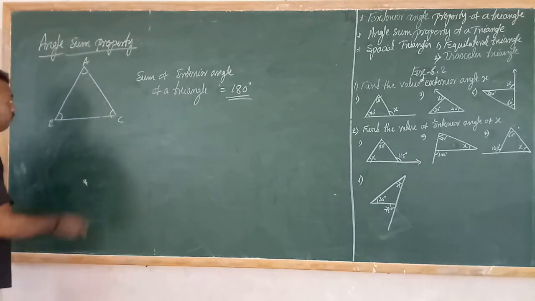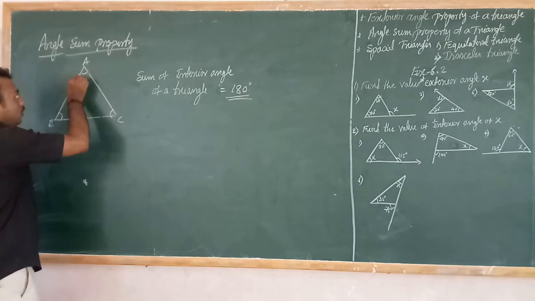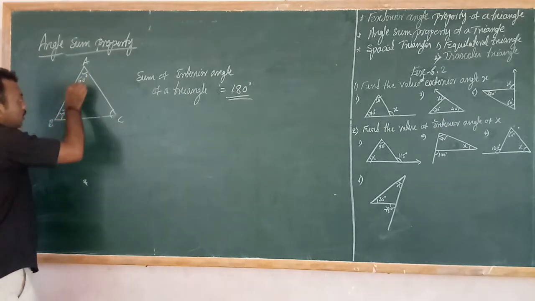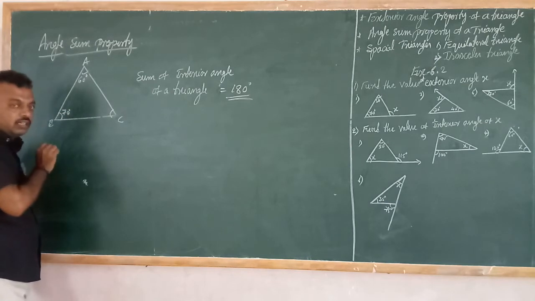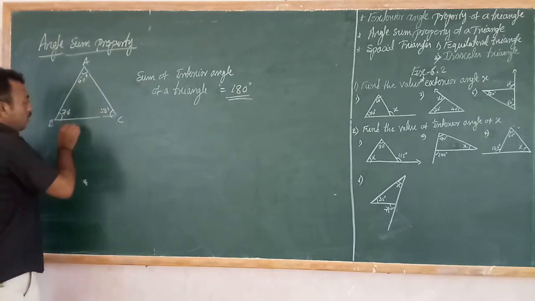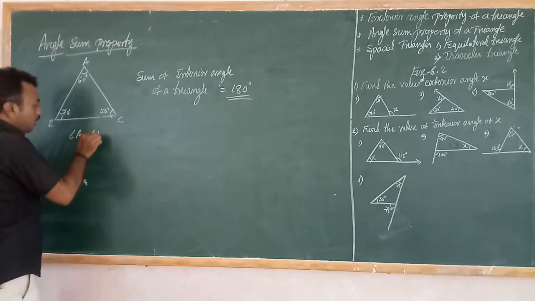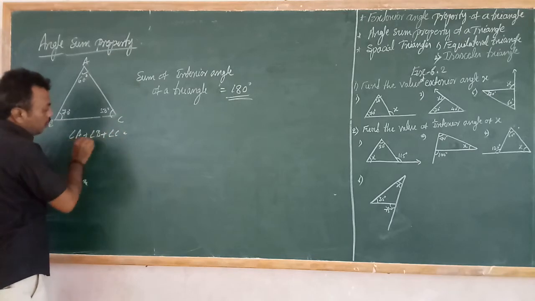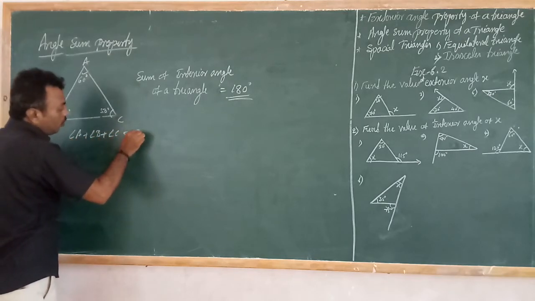For example, this is 60 degrees and this is 70 degrees. So 60 and 70 become 130 degrees. Remaining, this is 50 degrees. The sum of all these three angles, angle A plus angle B plus angle C, is equal to 180 degrees.